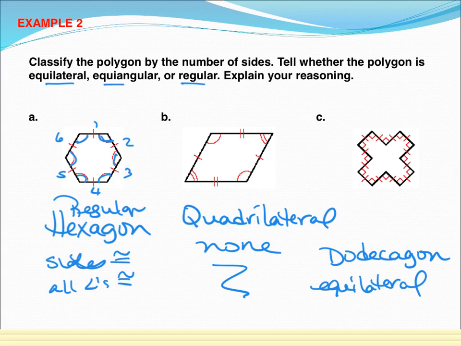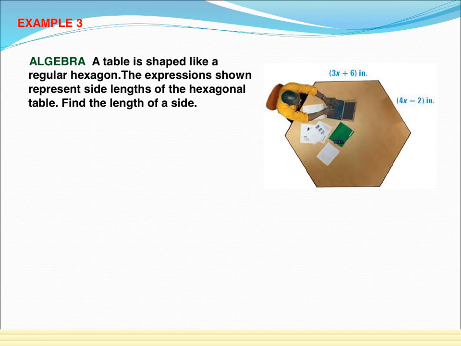All right, we have one more example. So here it says a table is shaped like a regular hexagon. The expression shown represents side lengths of the hexagonal table. Find the length of a side. The key word in this whole little paragraph is the word regular. So because it says that this is a regular hexagon, this tells me that all sides and all angles are congruent.